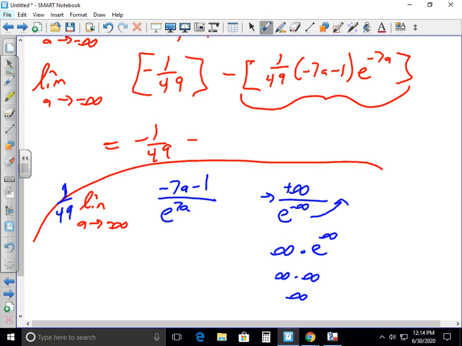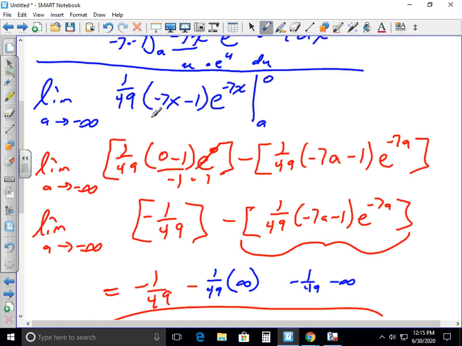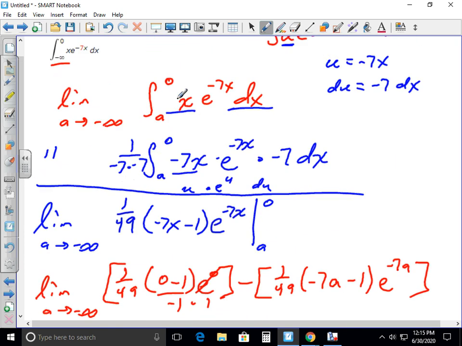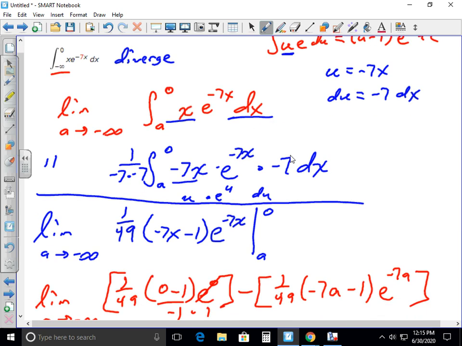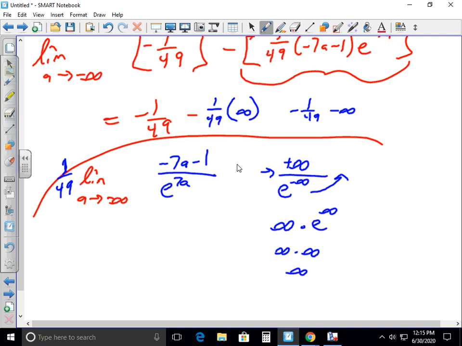So we have 1 over 49 out front, and that goes to infinity. In that, basically negative 1/49 minus infinity, that's going to diverge. That's going towards negative infinity. If either limit gives us infinity and not just a number, then we are going to diverge there.